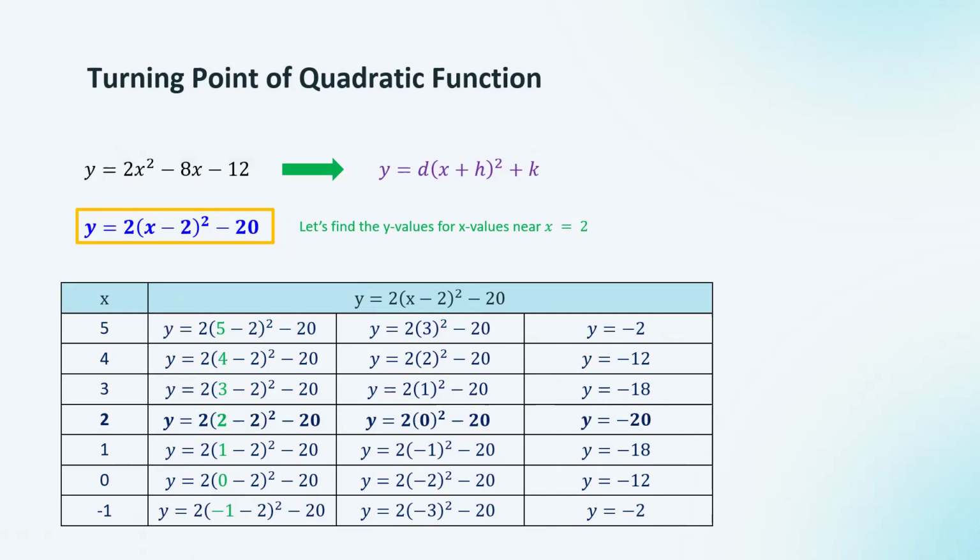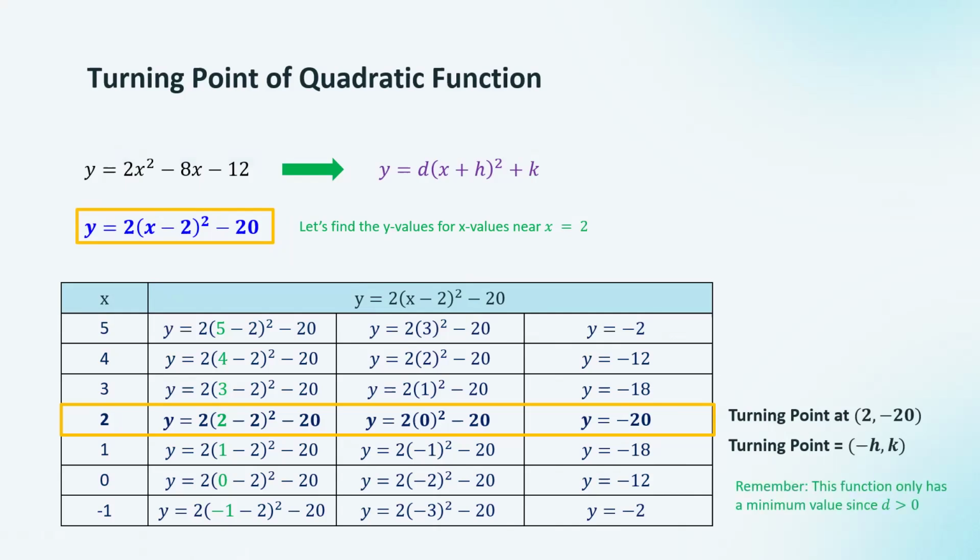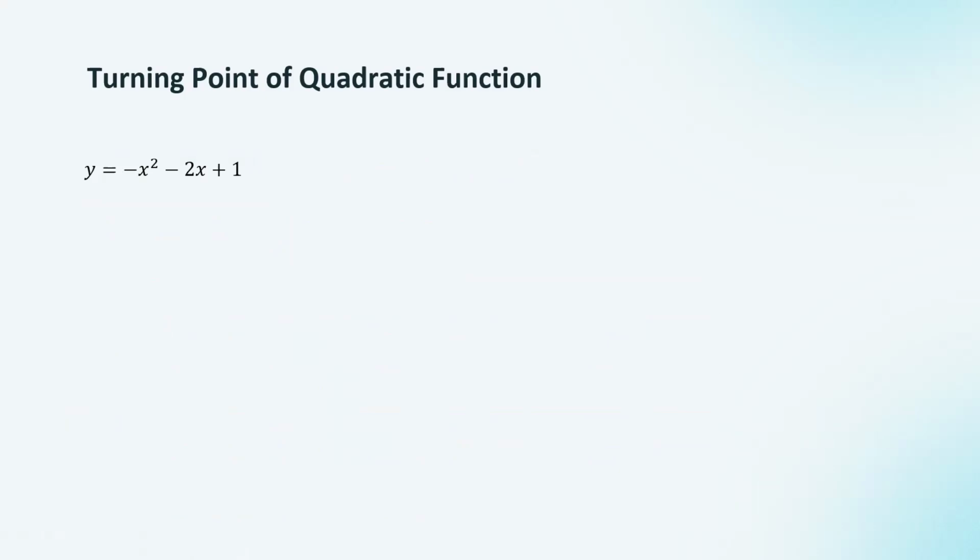So as you can see, the y value first decreases and then it increases again. And we know that the smallest y value possible is minus 20, and it is achieved when x is equal to 2. So now we know that the turning point of this quadratic function is (2, minus 20). And as you can see in the formula, the turning point will be in the form (minus h, k). Now, how do we know whether this turning point is a maximum point or a minimum point? We just have to look at the d value. The d is positive in this case, so it should be a minimum point or a minimum value.